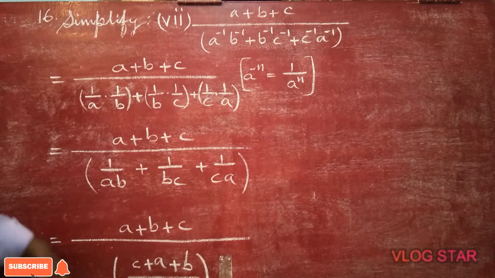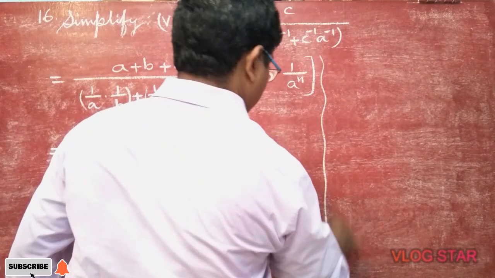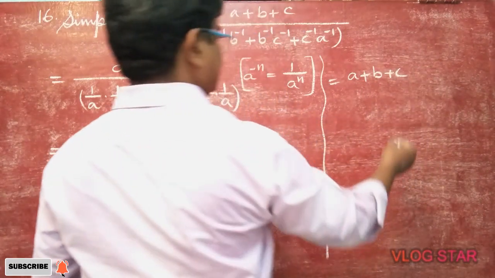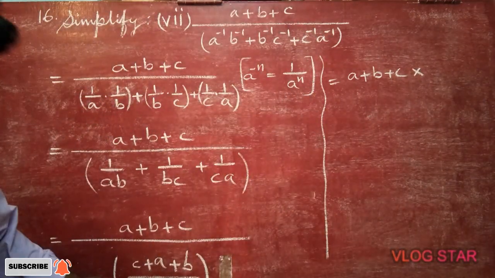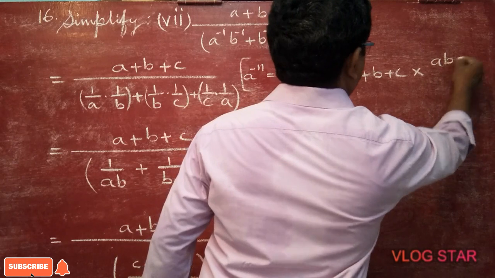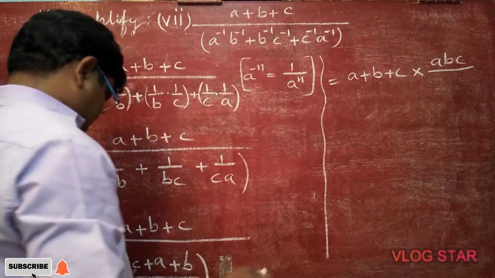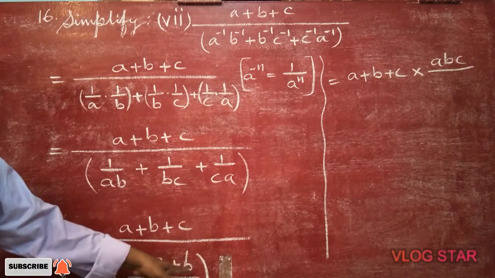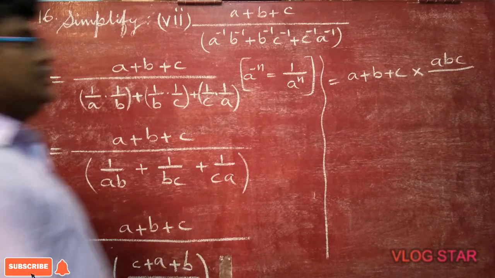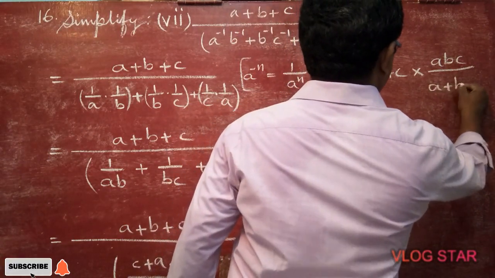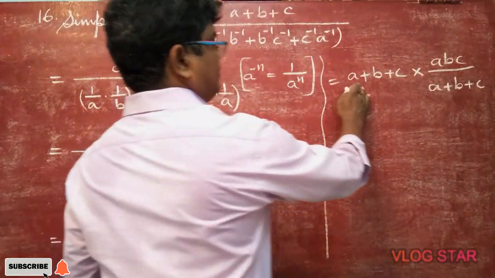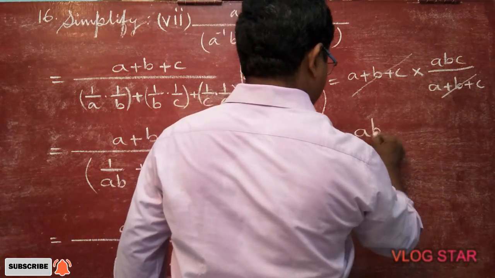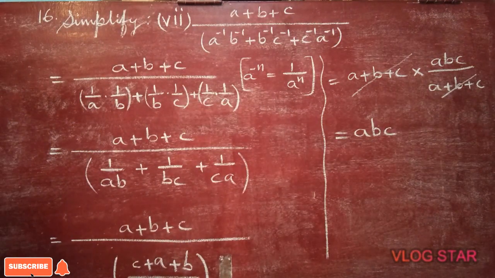Since the fraction is in the denominator, we take the reciprocal. So A plus B plus C as it is, into the reciprocal, ABC by C plus A plus B. You can write it as A plus B plus C, no problem, because for addition you can write in any order. Here A plus B plus C divided by A plus B plus C, both get cancelled, and what remains is ABC. That is the answer. Are you able to follow? Very simple.